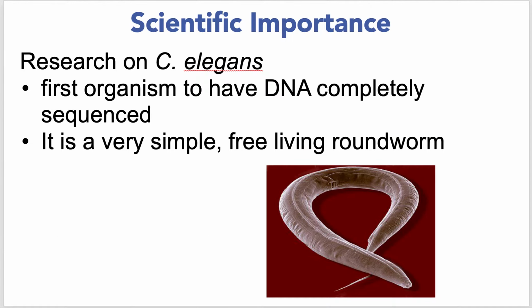Just some scientific importance involving nematodes. There was research on C. elegans, which was the very first organism to ever have its DNA completely sequenced. It's a very simple, free-living roundworm, and this is a picture of it, but that was a huge milestone in the scientific community to completely sequence an organism's DNA.